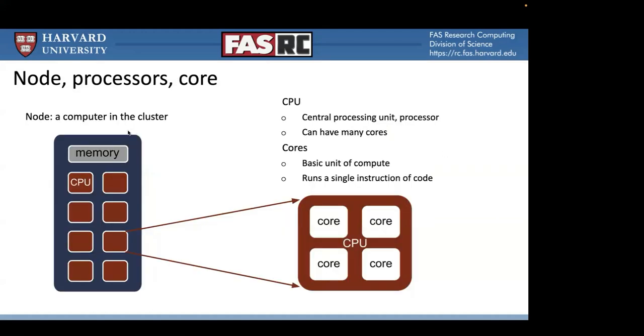So, a node is a computer in the cluster. A CPU stands for central processing unit, or a processor, and has many cores. A core is a basic unit of compute, and it runs a single instruction of code.